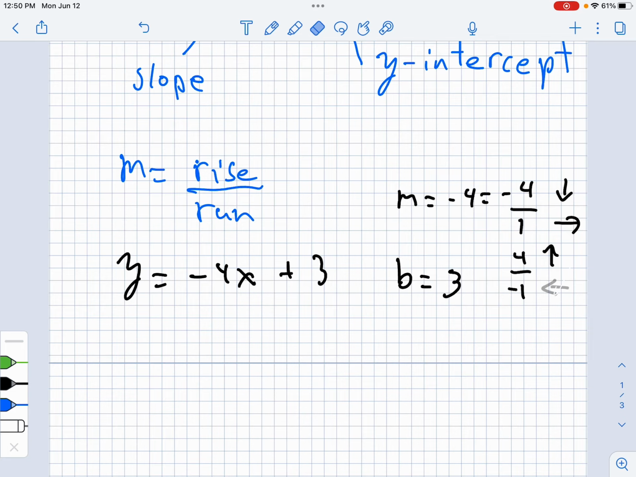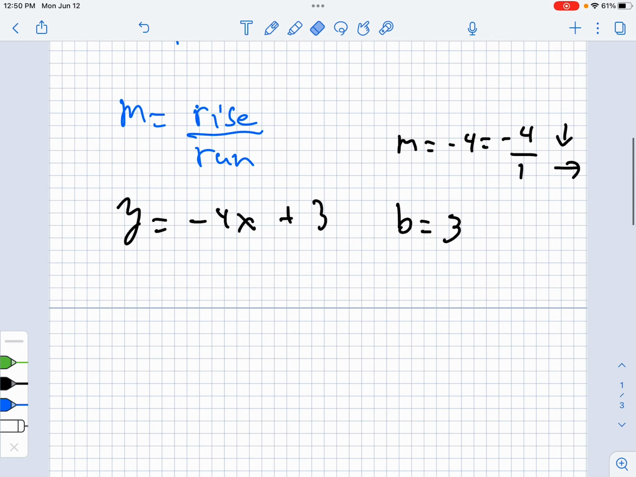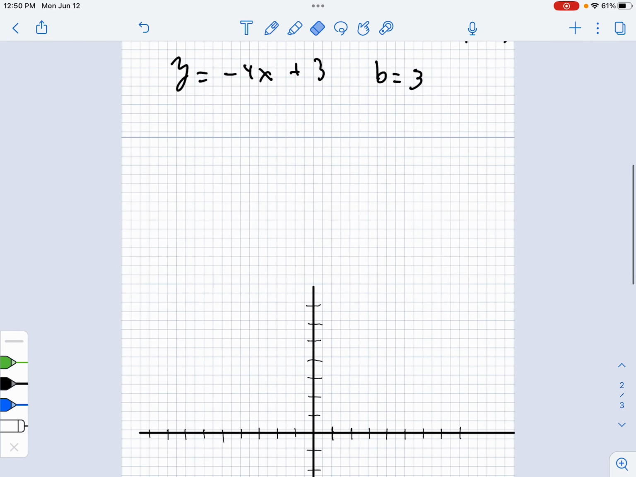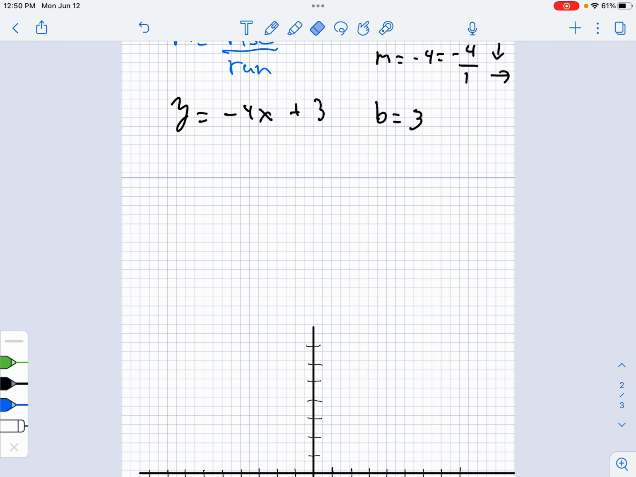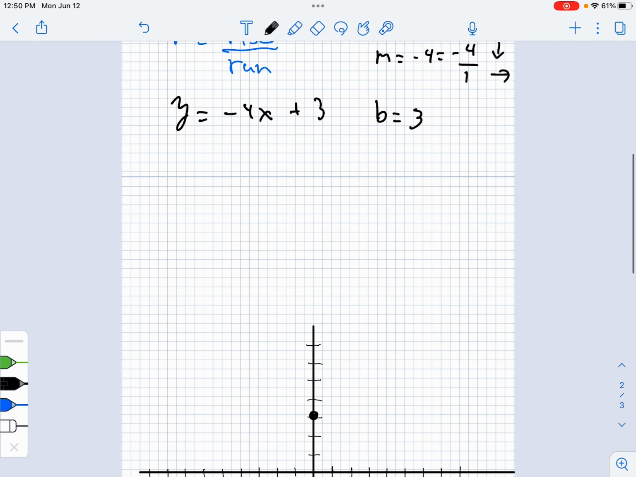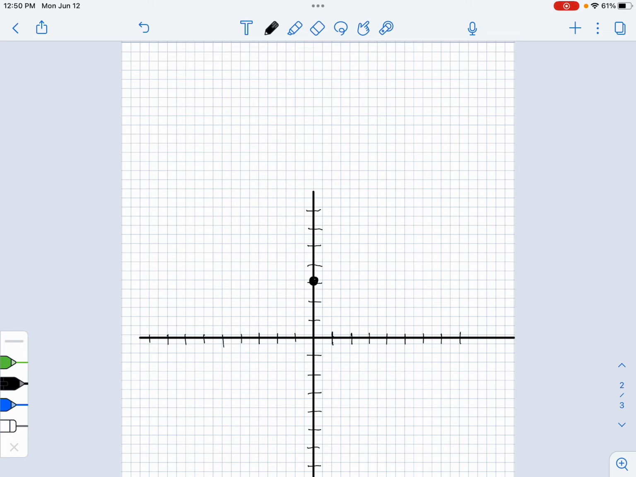Okay, so let's go ahead and begin drawing this. I'm going to go down here to my axis, and what you want to do is plot your y-intercept first, which is 3. Then I'm going to use my slope, minus 4 over 1. So I'm going to go down 4 units and then over 1 to the right, starting from that y-intercept. So this would be 1, 2, 3, 4, and then over 1 to the right, which would land you right here.